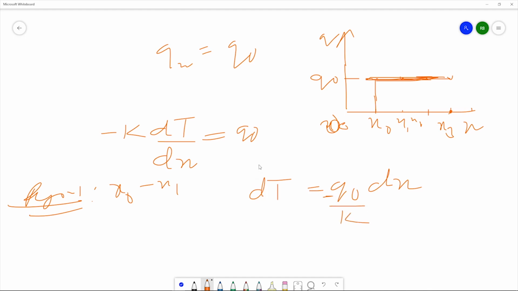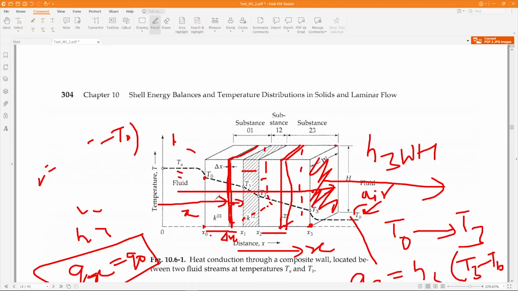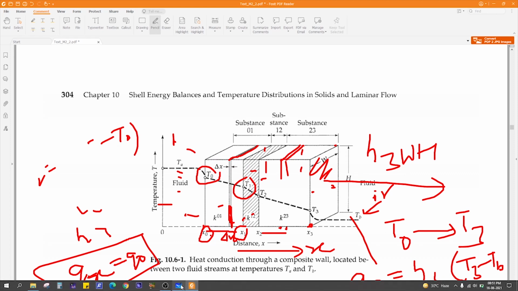So I'll integrate it from T naught, because at x equal to x naught the temperature was T naught. At x equal to x one, the temperature was T one, as you can see from this diagram. So this is T naught. You can see at x equal to x naught it is T naught, at x equal to x one it is T one, right? So we are integrating in this region one. So what will you get?